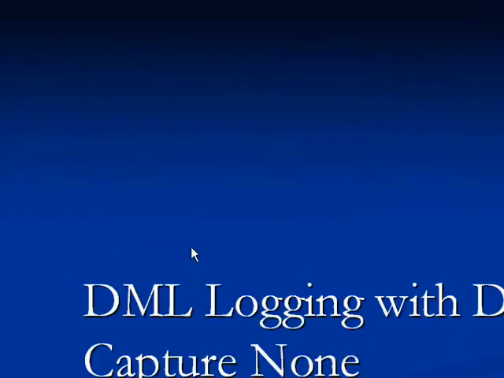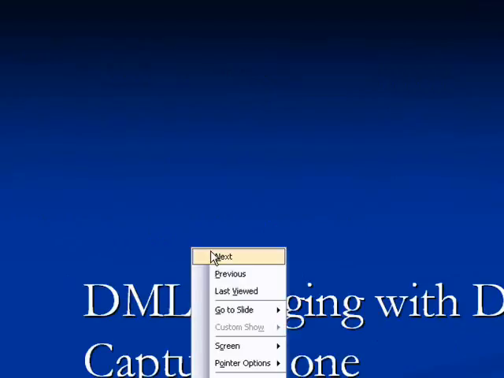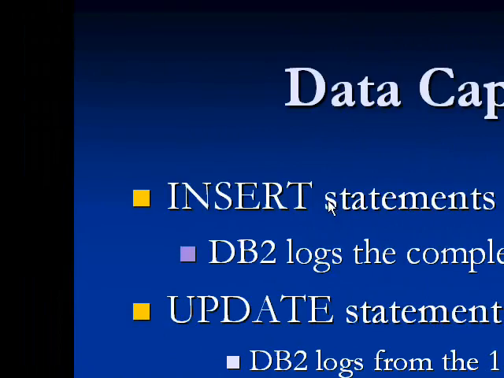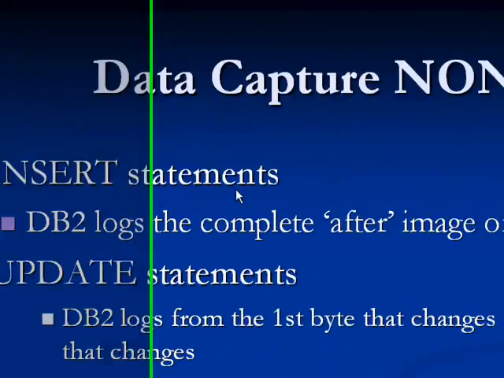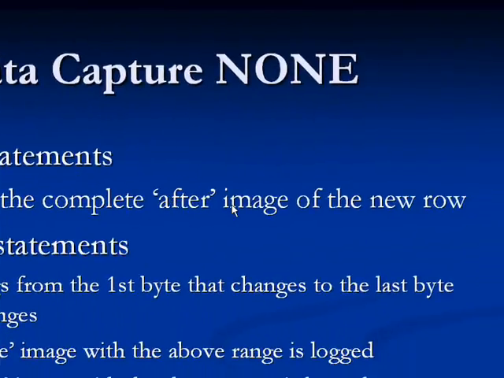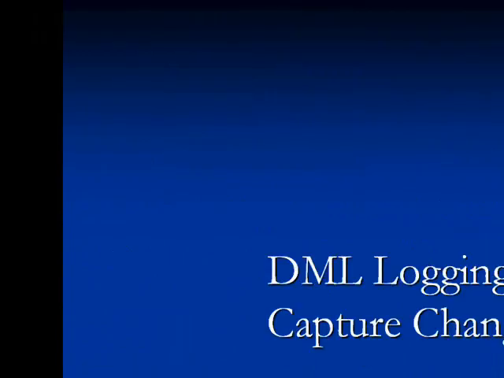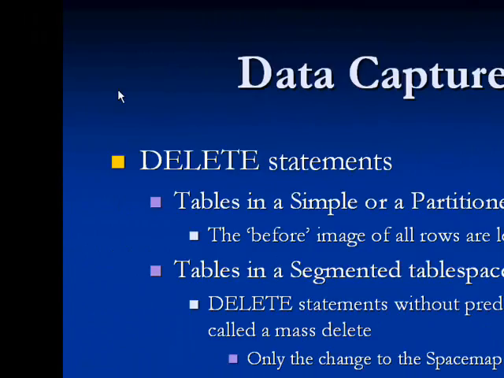Now we'll see how the information in the DB2 log is maintained with DATA CAPTURE NONE. For insert statements, DB2 logs the complete after image of the new row, whereas for update statements it only records from the first byte that has changed to the last byte that has changed. For delete statements it is done in a different way.